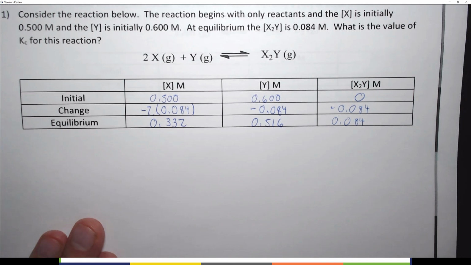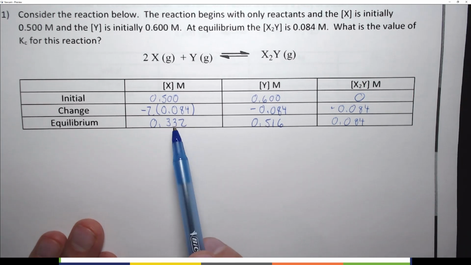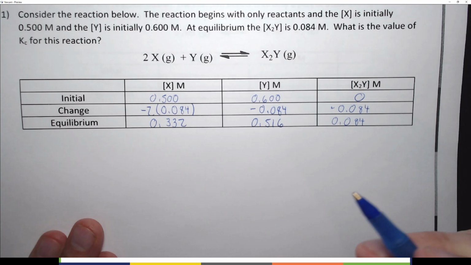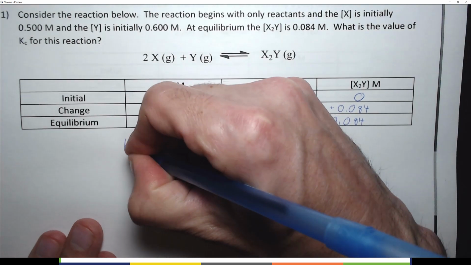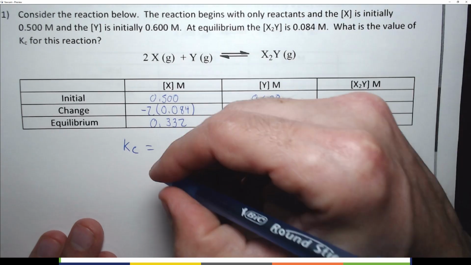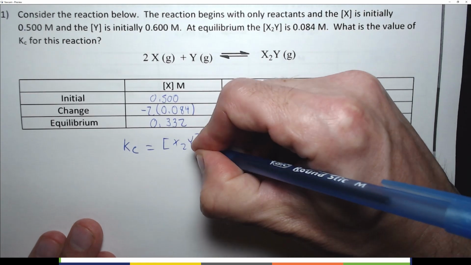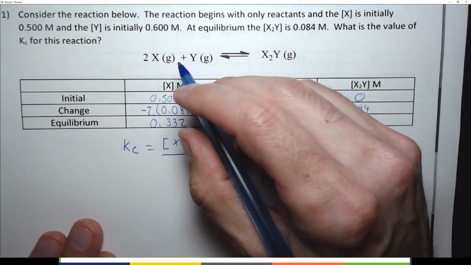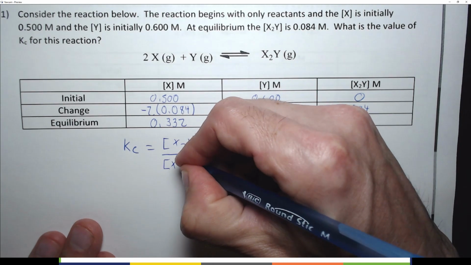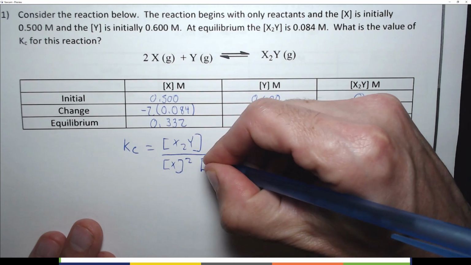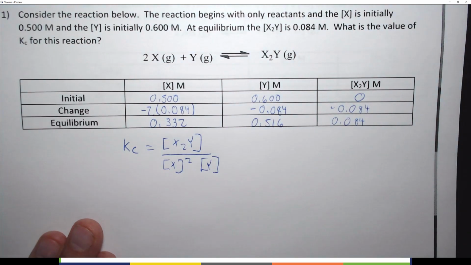Well, now this is the same question we had before, because we have all the equilibrium concentrations. Now we can plug into the Kc expression and get our equilibrium constant. So let's look at that. Kc equals products over reactants, concentration of x2y over concentration of x squared, because there's 2 of them, concentration of y.